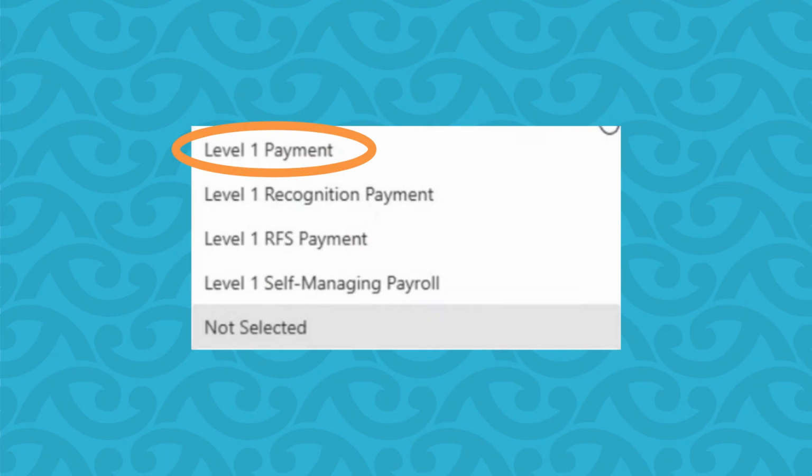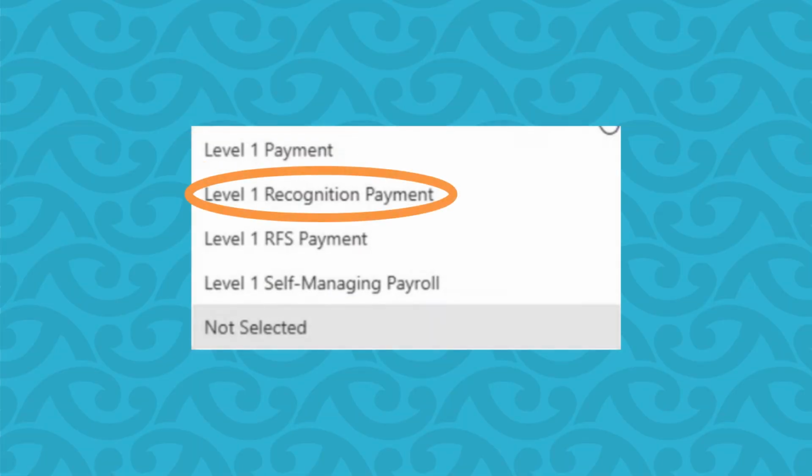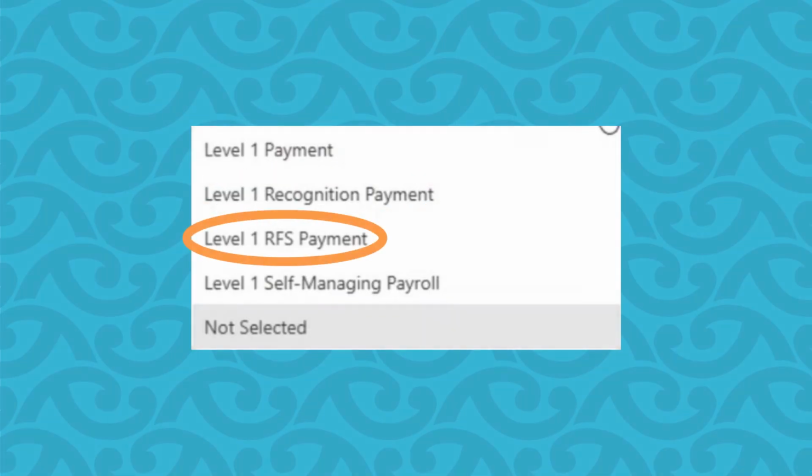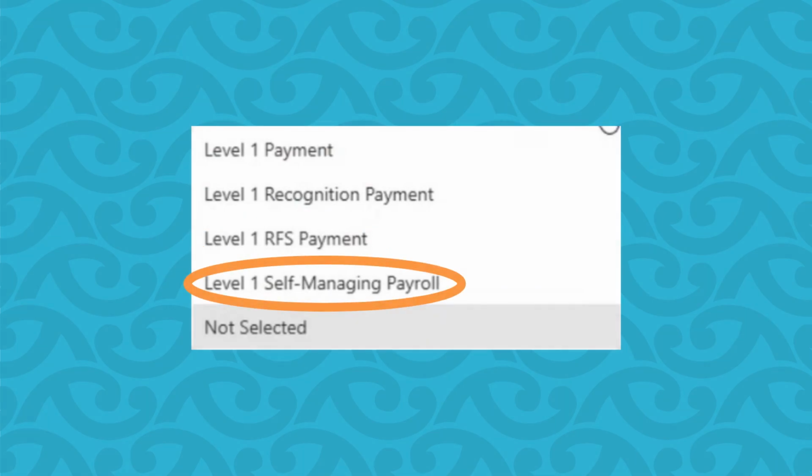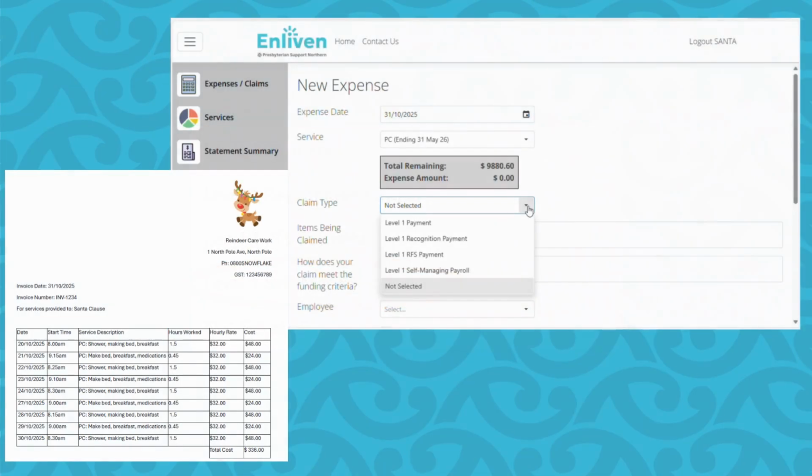Most claims will be Level 1 payments for receipts and invoices. Use recognition payment if processing recognition claims. Use RFS Level 1, payment for invoices from resident family support workers. If you manage payroll yourself, select Level 1, Self-Managing Payroll. I am selecting Level 1 payment.